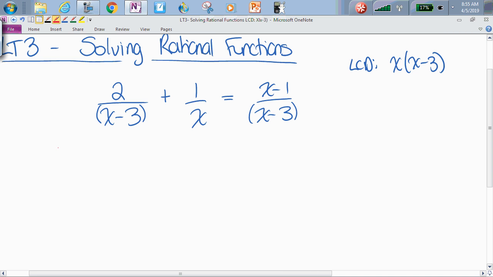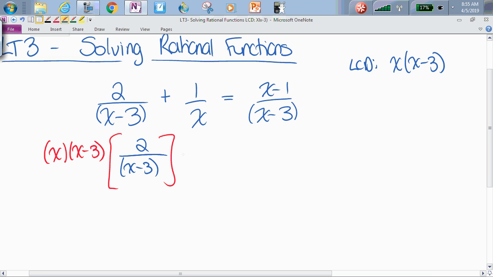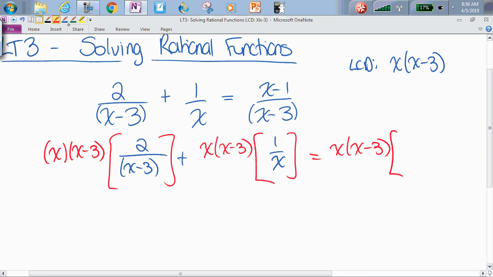So what we have to do is take the x times the x minus 3 and we're going to multiply that by everything in the original equation. The idea is to get rid of the denominator. So here again we multiply by x times x minus 3. And that's going to be 1 over x we're going to multiply by. And then we have x times x minus 3, and we're going to multiply x minus 1 over the x minus 3.